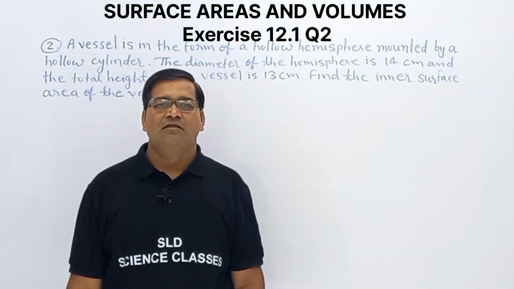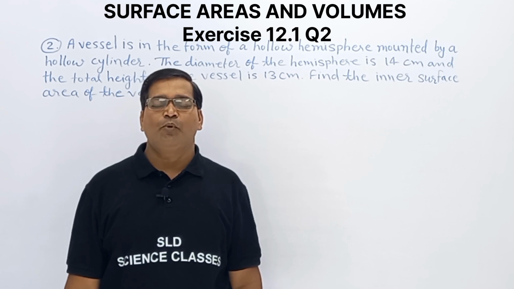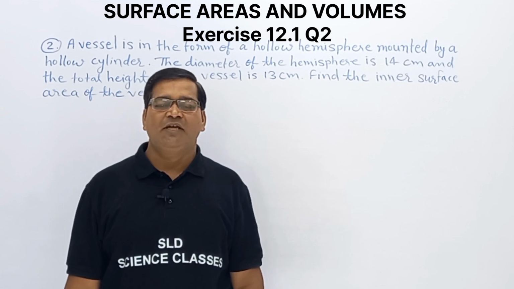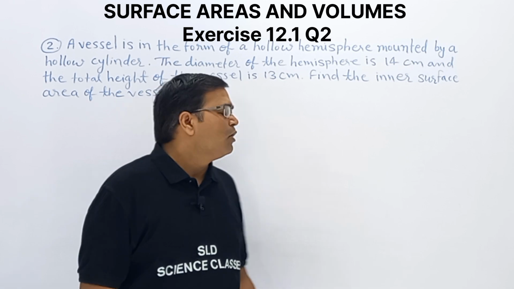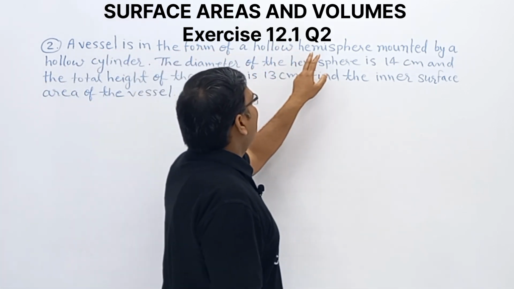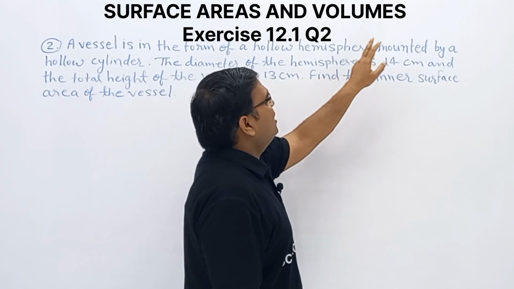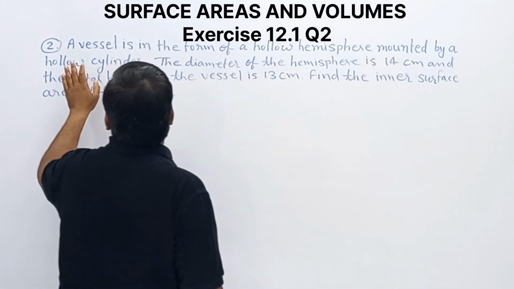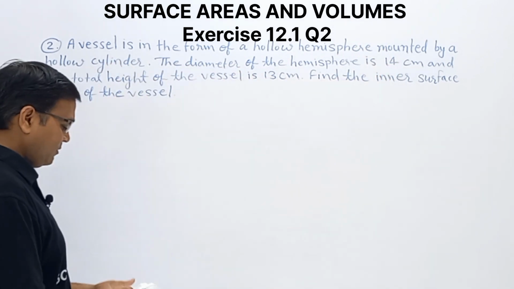In this class, we are going to discuss question number 2, exercise 12.1, surface area and volume. Observe this question. A vessel is in the form of a hollow hemisphere mounted by a hollow cylinder.